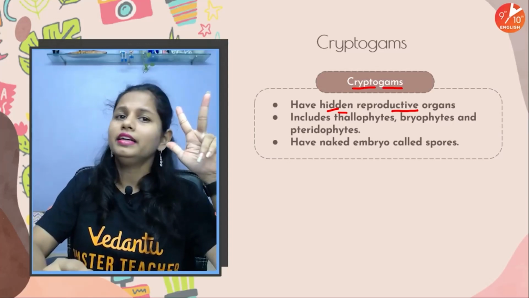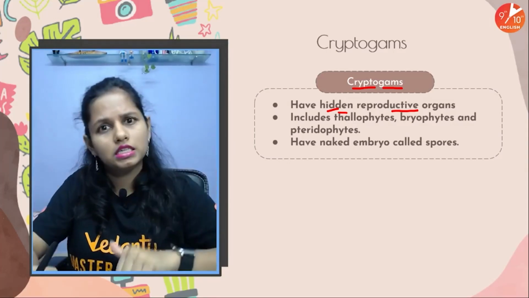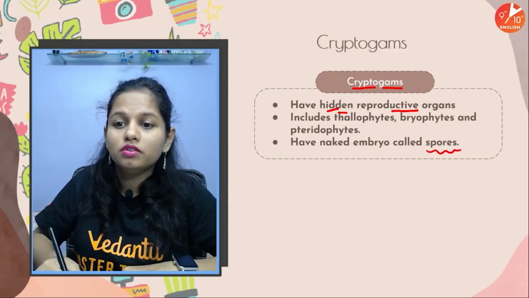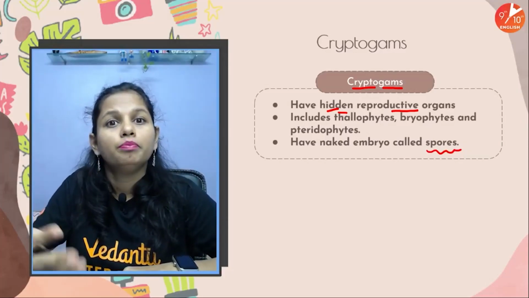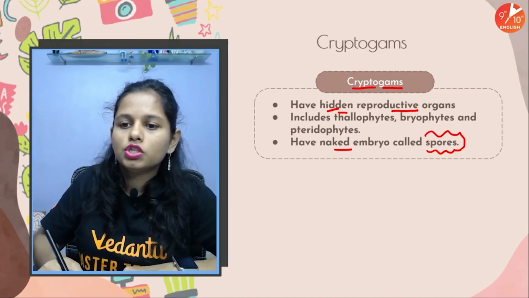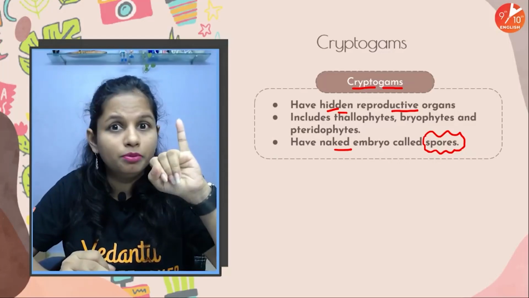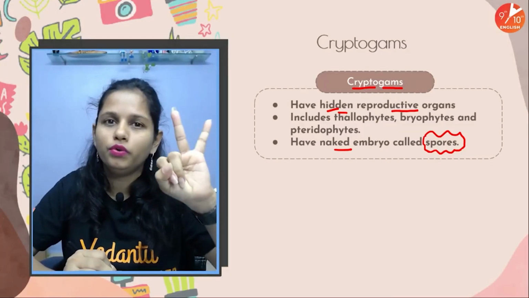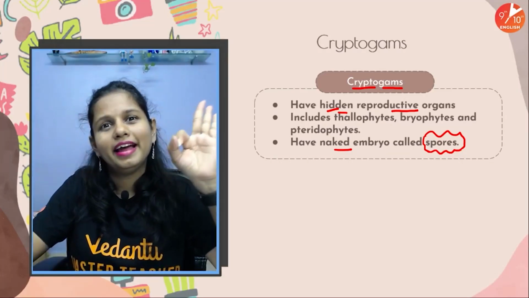Okay, and if there are no flowers, there will be no seeds. But instead of seeds, they will be producing spores. Okay, so they produce naked embryos, which are called as spores. Okay, so 2 points you remember: reproductive organs are hidden, they produce spores. Okay, and there are three divisions: Thalophyta, Bryophyta, and Pteridophyta.